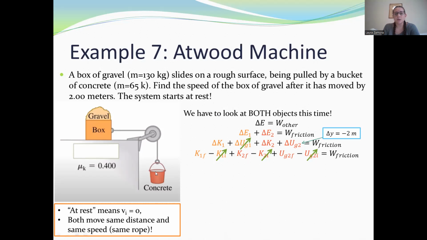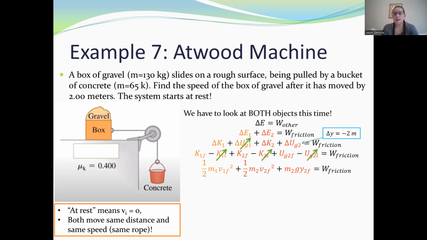And we're going to assume too that this concrete bucket, if we shifted our system a little bit, so this box is slid back over and the bucket has been raised up to the initial points. If that concrete bucket is falling from table level, then its initial gravitational potential energy is 0. Right, so we can cancel out those two kinetic energies because the system starts at rest. We can cancel out that initial potential energy because it's starting from a height of 0 from which it will fall down.